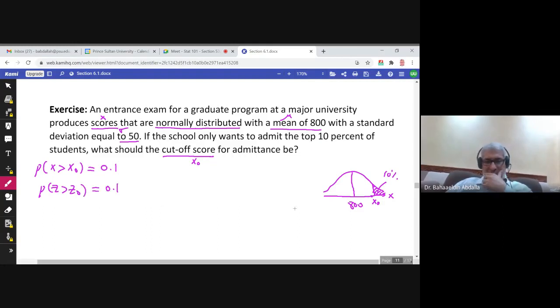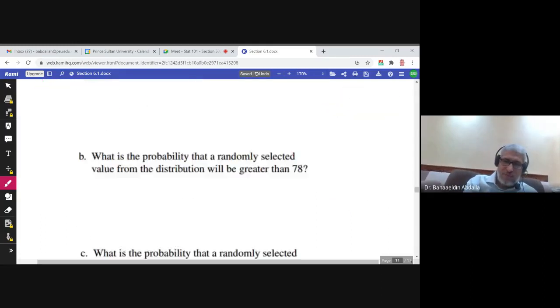and we find z0 from the table. But to find z0, I cannot deal with 0.1. I have to deal with this area. And this area is 0.5 minus 0.1, which is 0.4. So now I search for 0.4 in the table to find z0.